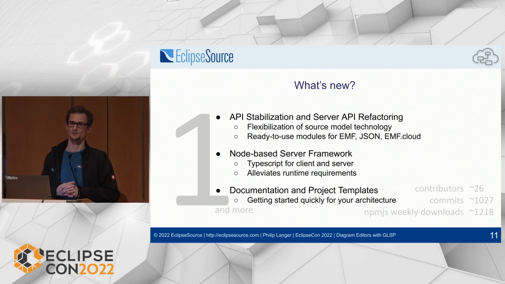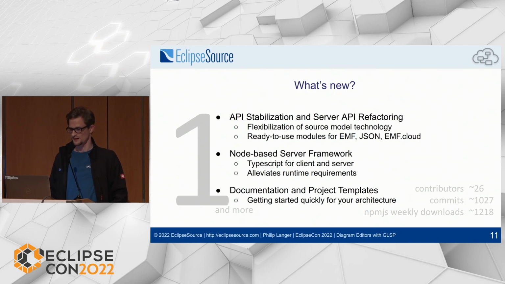First of all, there has been a lot of API stabilization, obviously, for 1.0, and quite a big server API refactoring with the goal to separate the server framework from the actual source model technology, so that you are entirely flexible on which kind of source model, whether it's JSON, EMF, or a REST API, you're actually going to use. All the functionality that already existed for those source model technologies has been extracted into reusable modules that you can then optionally use for those use cases.